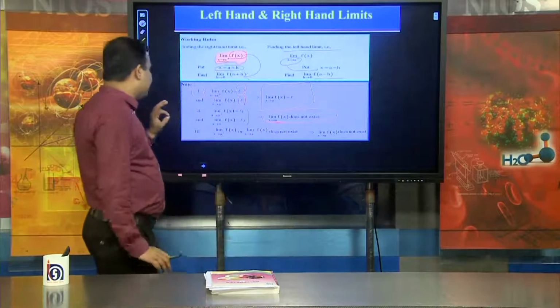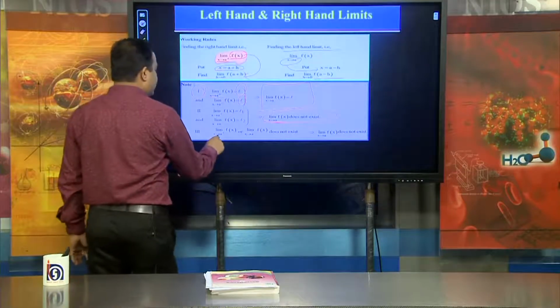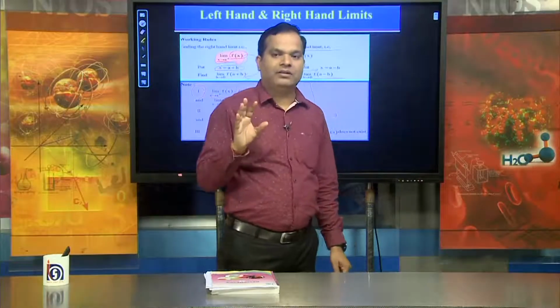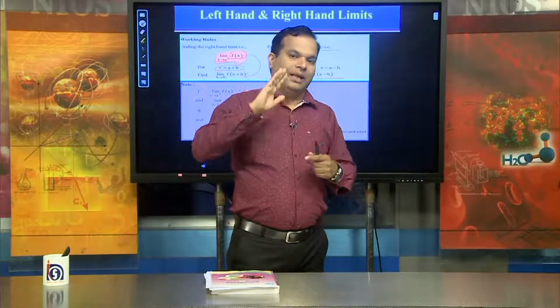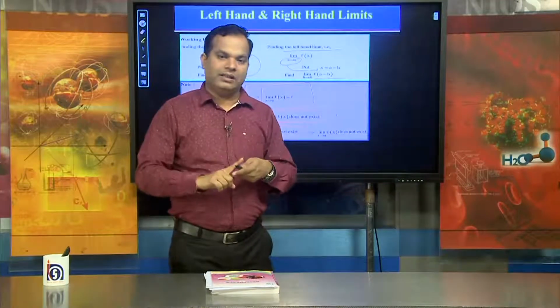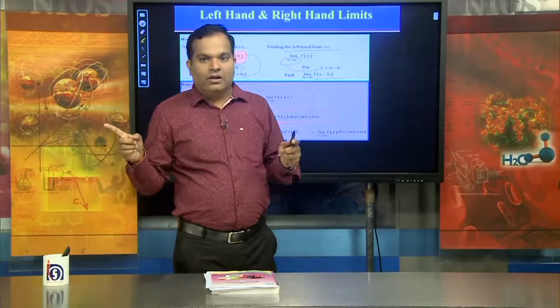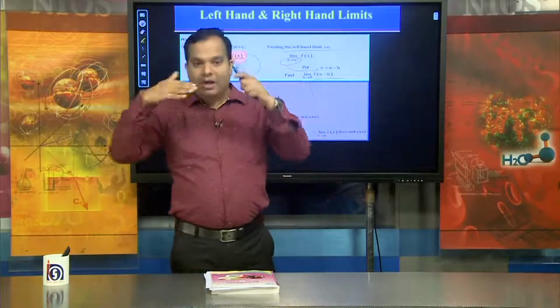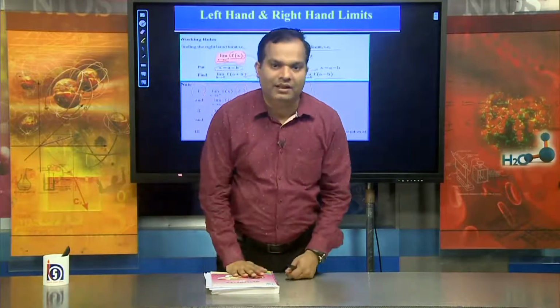And lastly I can say, suppose limit x tends to a plus or limit x tends to a minus does not exist. Either one, whether it is the right hand limit or the left hand limit, if one of them does not exist, then the limit also does not exist. First condition: if either one does not exist, the limit does not exist. If both exist but their values are different, still the limit does not exist. So when will the limit exist?